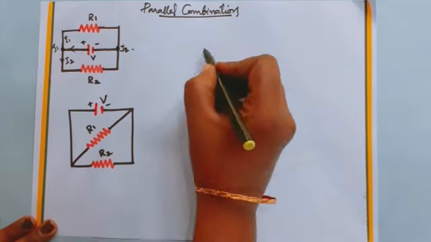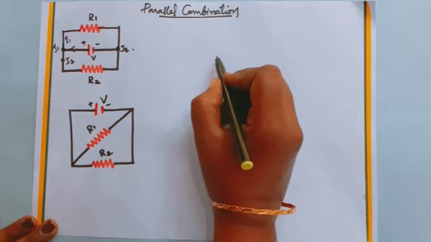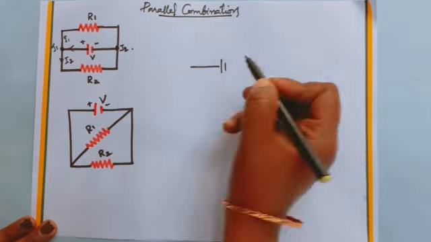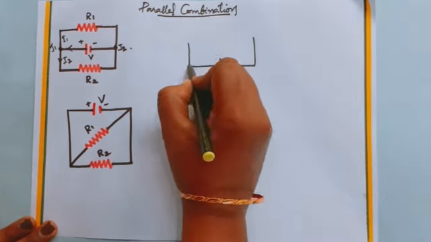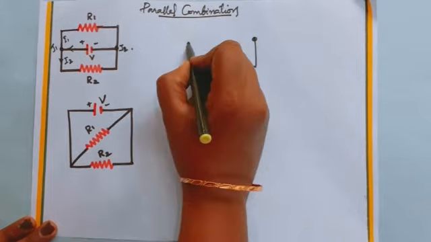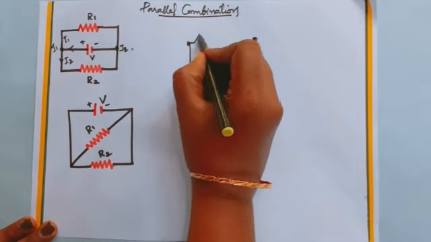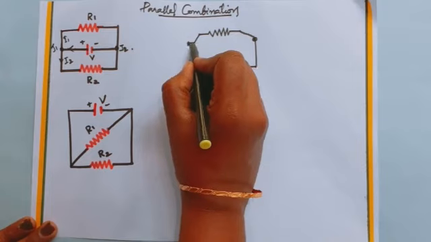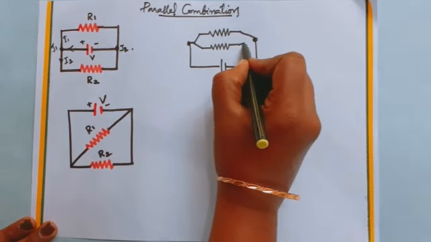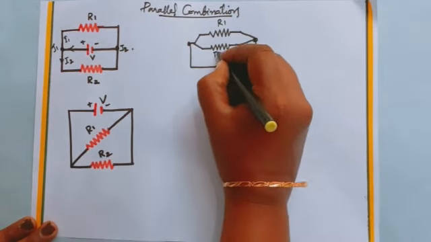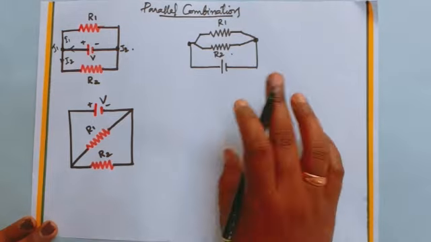So first we can draw the voltage supply. After that, from the voltage supply there is a junction. From the junction, the two resistors are parallelly connected. That you have to draw. Now we got the parallel combination of resistors.